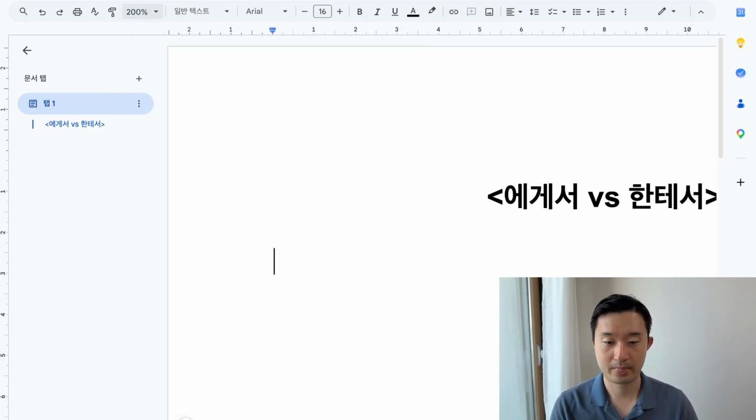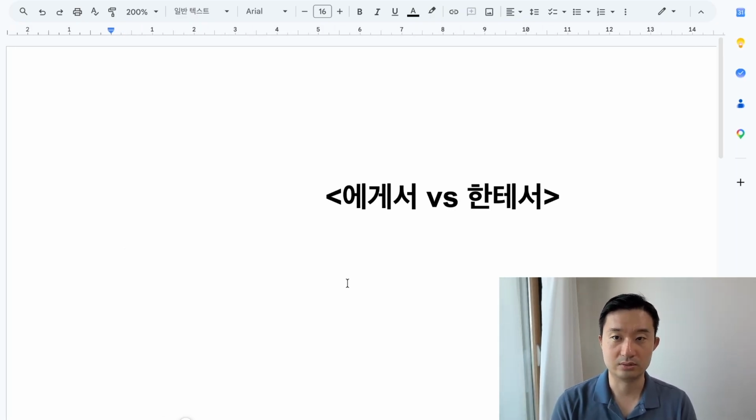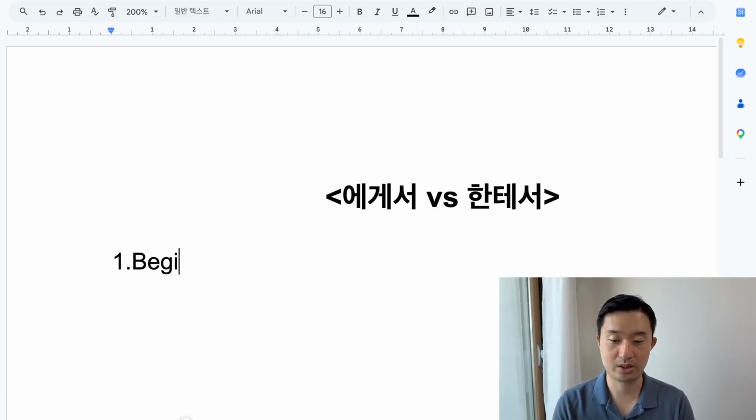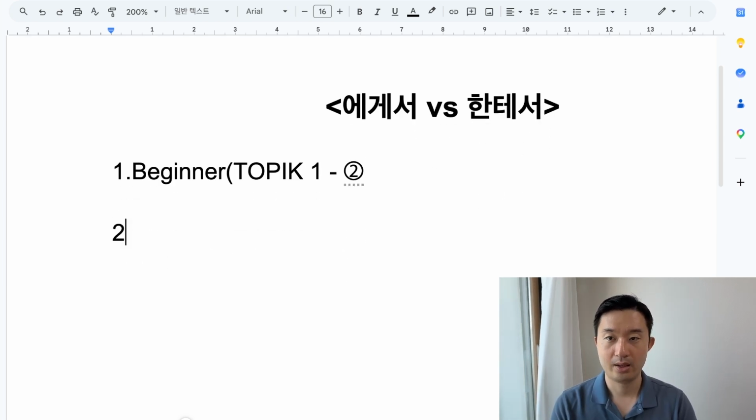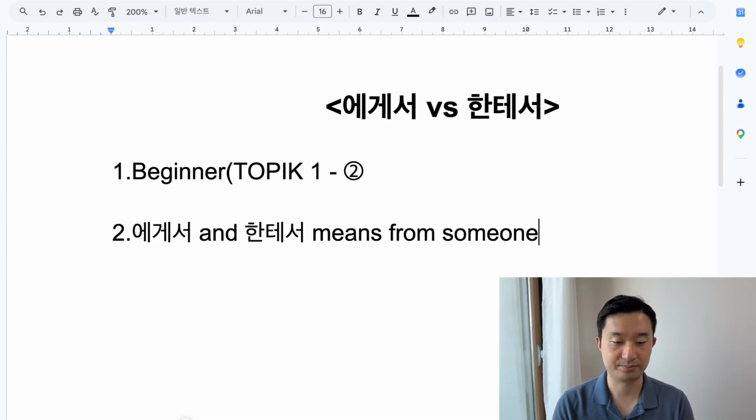First one is, this is a grammar point for the beginners. For the beginners, this one is more like the topic one or two level, and the meaning is really simple. 에게서 and 한테서 mean from someone.